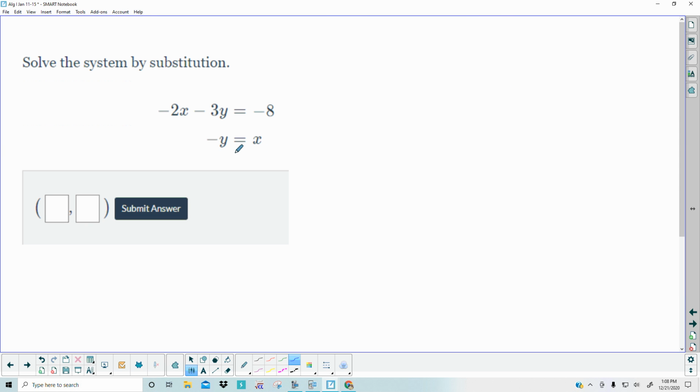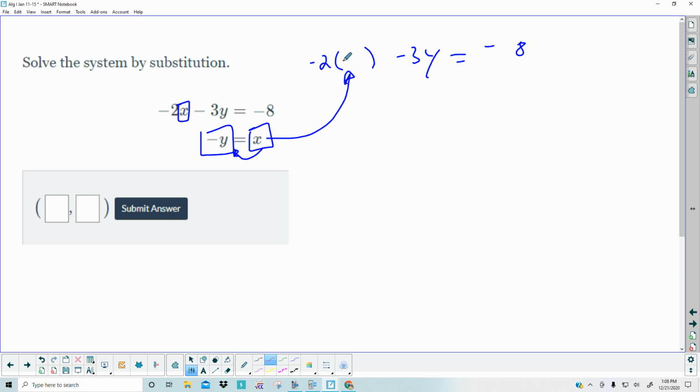Okay, this is not quite there. They're telling you what x is equal to. So there's an x, replace it with what it's worth. This is saying negative 2 times whatever x is worth minus 3y is negative 8. They're telling you x is worth negative y. Fill it in. Because you're told what x is worth, it's worth negative y, just fill it in. So that becomes 2y minus 3y is negative 8. Subtract the 2. Negative 3y is equal to negative 10.